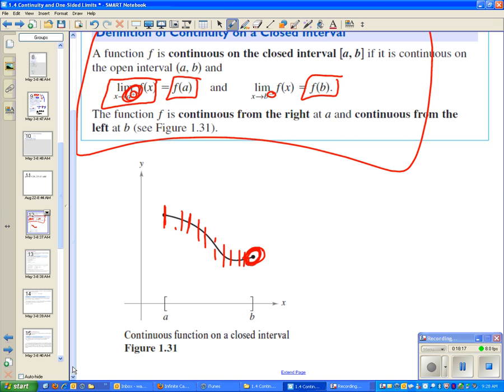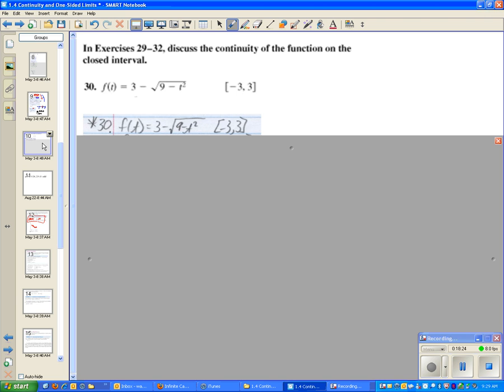Right now, understand the concept. Then we'll work on situations as they arise. All right, so back to number 30. Discuss the continuity of the function on the closed interval.